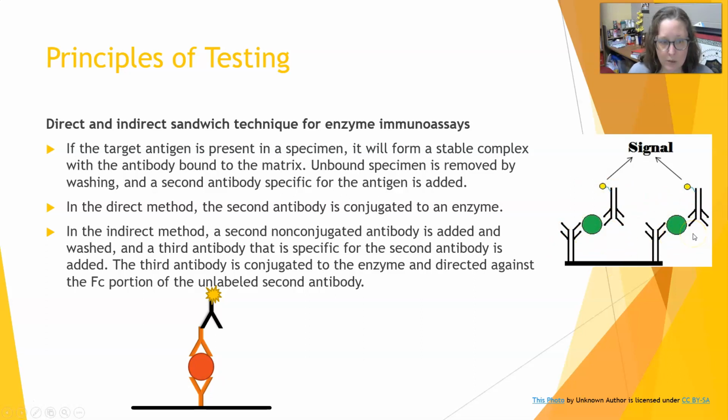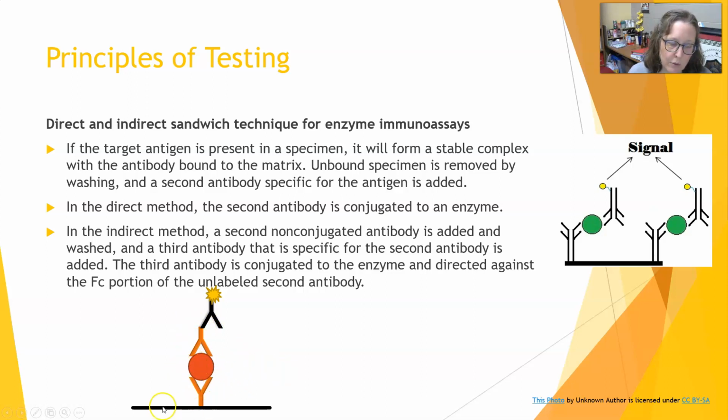There is also an indirect method in which a second, non-conjugated antibody is added and washed, and then the third antibody is the one that has the enzyme, and it's specific for the second antibody. That third antibody is conjugated to the enzyme and directed against the Fc portion, or the constant portion, of that unlabeled second antibody. This direct method is really good for detecting antigens. The indirect method is good for detecting antibodies too.